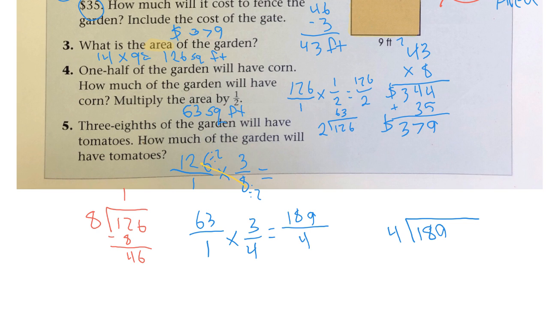Now this is the final step: the number on top is in the shop, the number on bottom does the dividing. 4 goes into 18 4 times. Left 2, bring the 9 down. 4 goes into 29. What is that, 7 times? 28. Left with 1. So we have 47 and a fourth. So the answer is, how much of the space will be tomatoes? 47 and a quarter square feet.